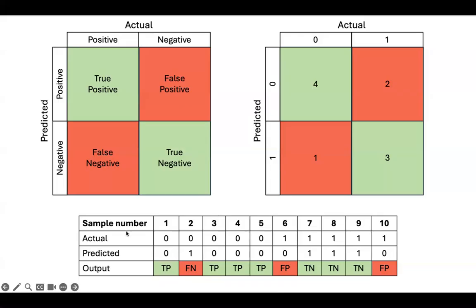So this table here shows something very similar, where most of the data points are correctly sorted into their actual class, but there are a few data points that were sorted into the false negative or false positive groups.